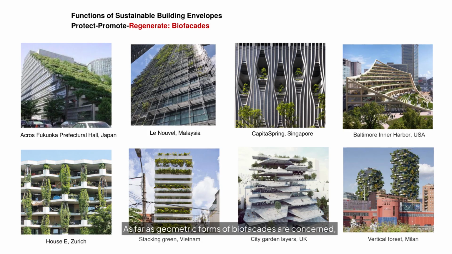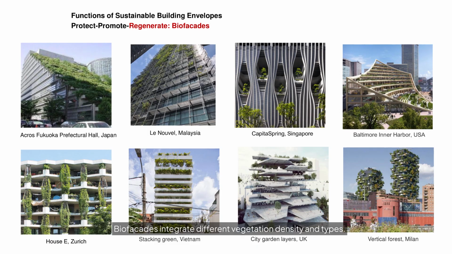As far as geometric forms of biofacades are concerned, several projects use stepped or terraced forms to create cascading green layers, such as Acros, City Garden Layers, and Baltimore Inner Harbor, while others use stacked box geometry in Stacking Green, Vietnam, and Vertical Forest, Milan, or curved and sculpted vertical cavities such as CapitaSpring, Singapore. Grid or lattice facades, as seen in Le Nouvel, allow modular planter integration.